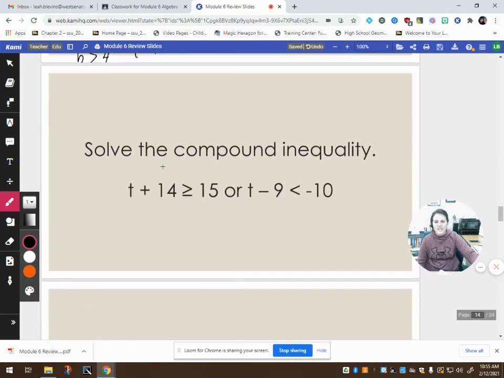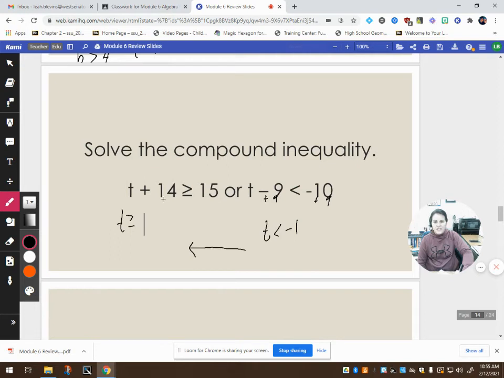Okay, let's solve this next compound inequality. We're going to subtract 14 from both sides. So t is greater than or equal to 15 take away 14, which is 1. I'm going to add 9 to both sides. t is less than negative 10 plus 9, which is negative 1.